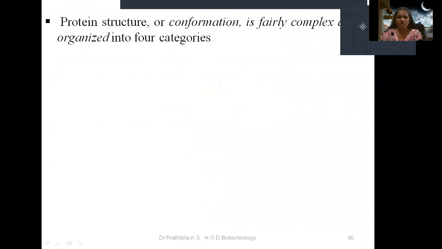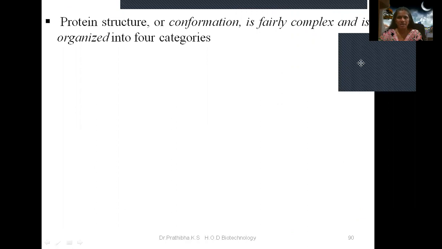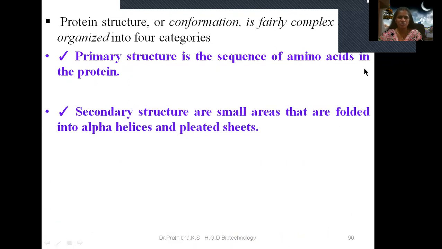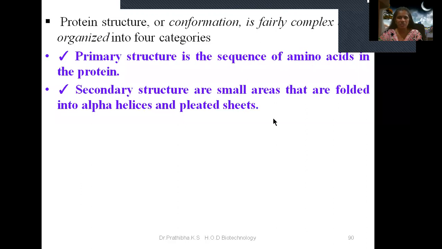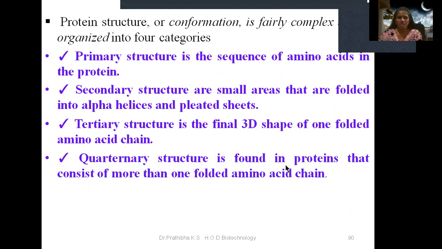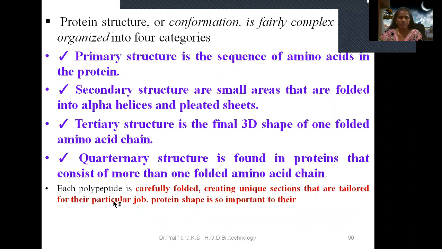A protein structure or conformation is fairly complex and is organized into four categories. Just now we went through it, let me repeat once again. Primary structure is the sequence of amino acids in the protein. Secondary structure is small areas that are folded into alpha helices and pleated sheets. Tertiary structure is the final three-dimensional shape of one folded amino acid chain. Quaternary structure is found in proteins that consist of more than one folded amino acid chain. Each polypeptide is carefully folded, creating unique sections that are tailored for their particular job.